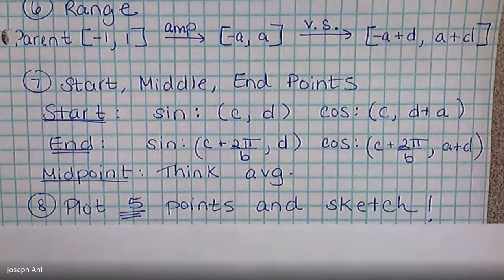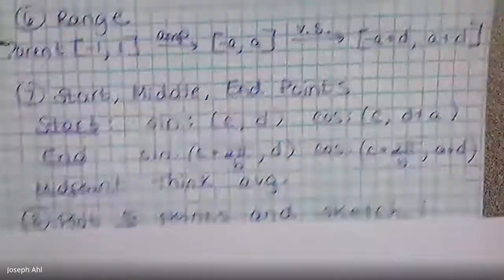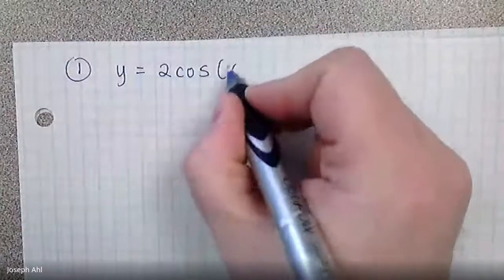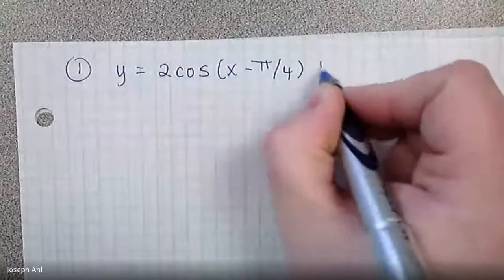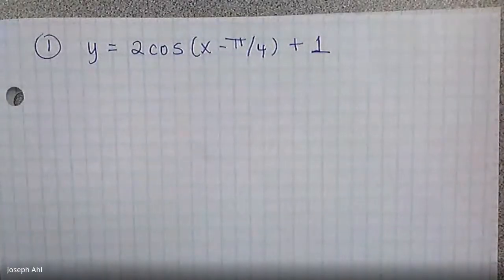All right. If you have all that written down, I know it's a lot of info, so thanks for sticking with me through that. Let's go ahead and take a look at our first example that we're going to sketch. All right, so the first example for our sketches today will be to make one complete cycle of y equals 2 cosine of (x minus pi over 4) plus 1.